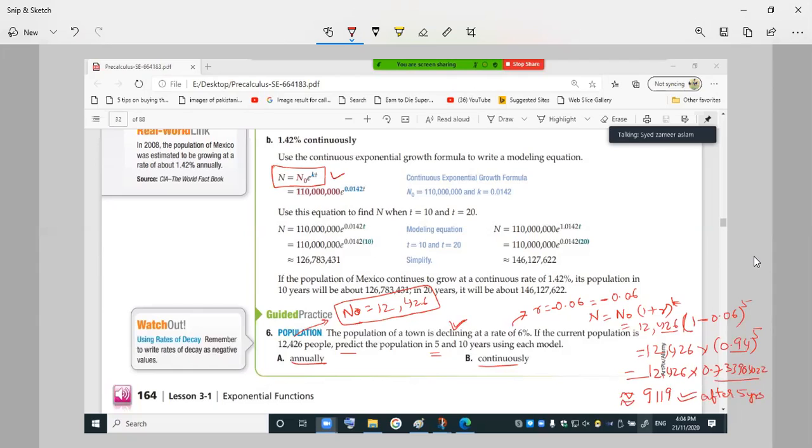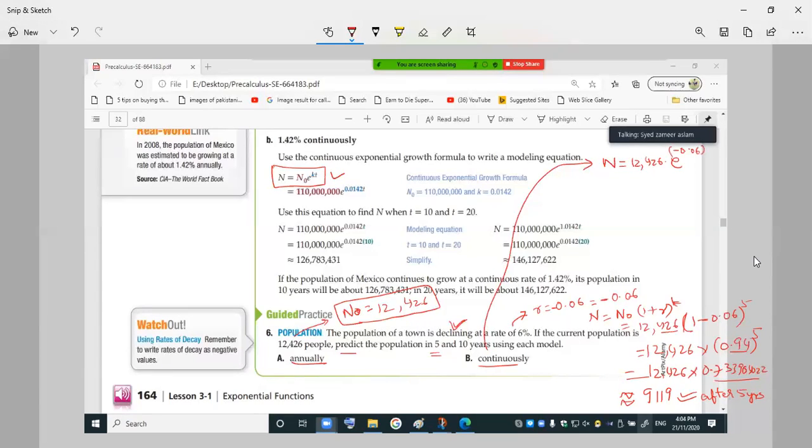So here for continuous decline, I'll do it here. For continuously, the formula will be N equals N0 times e raised to power kt. N0 is 12,426, and k is negative 0.06, because it is declining. When it is declining, the rate is going to be minus.